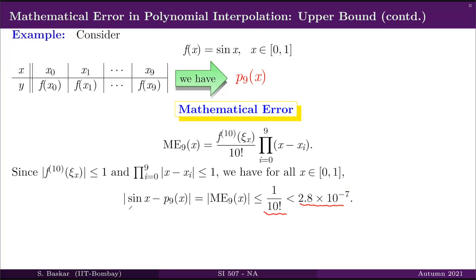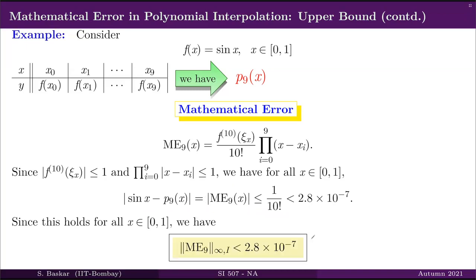Therefore, the mathematical error involved in the 9th order polynomial interpolation of sin x at any node points in the interval 0 to 1 is dominated by this number, right? Again, this holds for all x in [0, 1]. Therefore, even here, you can take the infinite norm and write this estimate. And this is finally the estimate for the mathematical error.